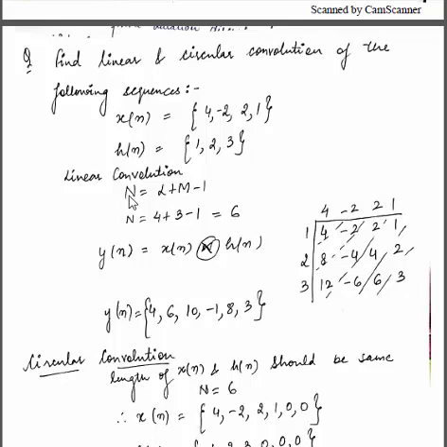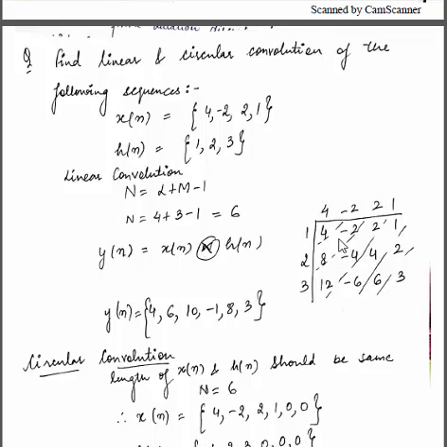To check the length of the linear convolution, the equation is N is equal to L plus M minus 1. L is the number of samples present in x of n and M is the number of samples present in the second sequence, that is h of n. So in this there are 4 samples, in this 3 samples, 4 plus 3 is 7, 7 minus 1 is 6. That means the length of the output sample in linear convolution is 6. And the formula of linear convolution is y of n is equal to x of m linear convolution h of n. This is the sign of linear convolution.